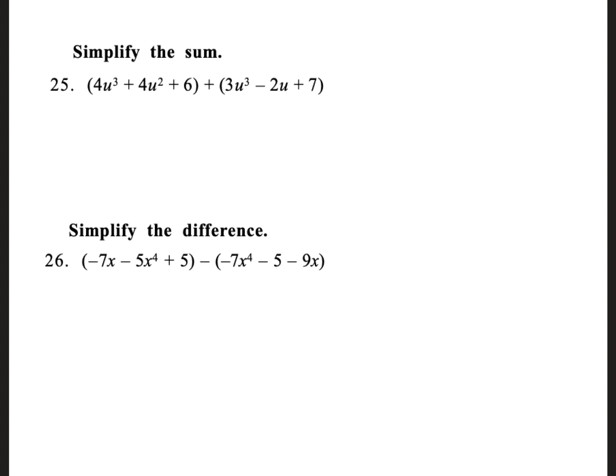So we have 4u cubed and 3u cubed. Those can go together because they both have u to the power of 3. When I do that, I'm just doing 4 plus 3, which gives me 7, and then u cubed will stay the same.